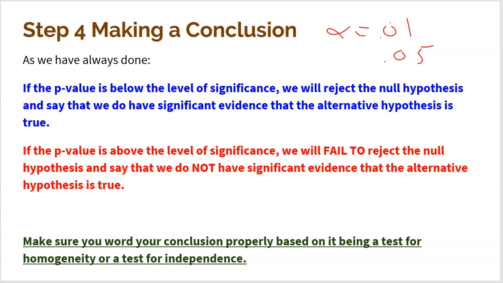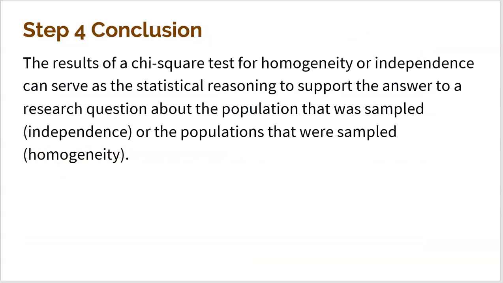All right. So make sure, the results of a chi-squared test for homogeneity or independence can serve as statistical reasoning to support the answer to a research question about the population or populations that were sampled. So the key idea here, the important part about this slide, is that what you determine at the end of a chi-squared test can be used as statistical evidence to support your conclusion. So if you're going to conclude that the alternative is true, well, a chi-squared test, this whole ending to a test, is actually good, sound evidence to show that. And that's true with any significance test that we've learned.